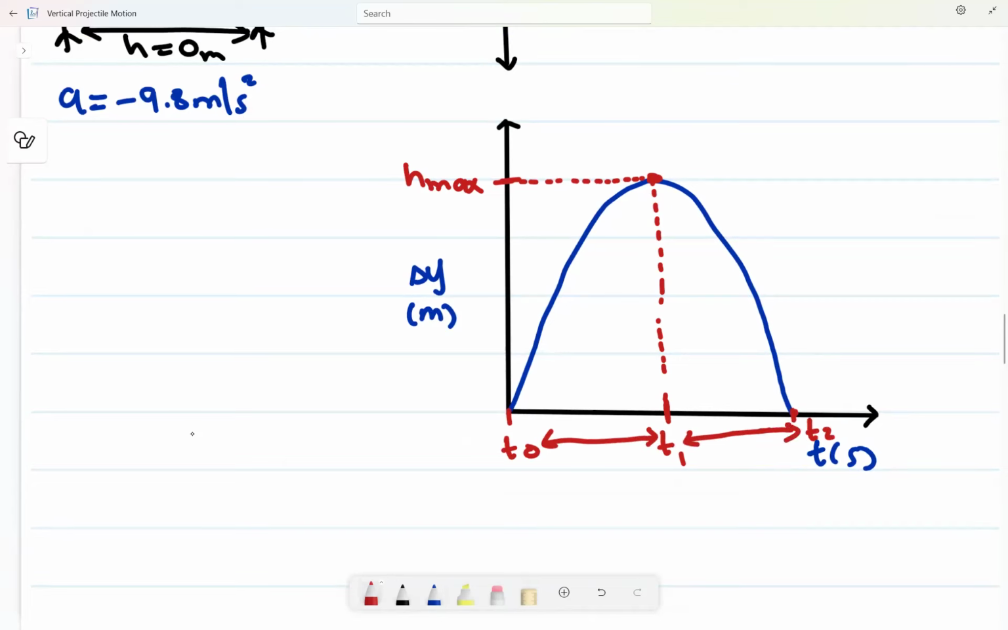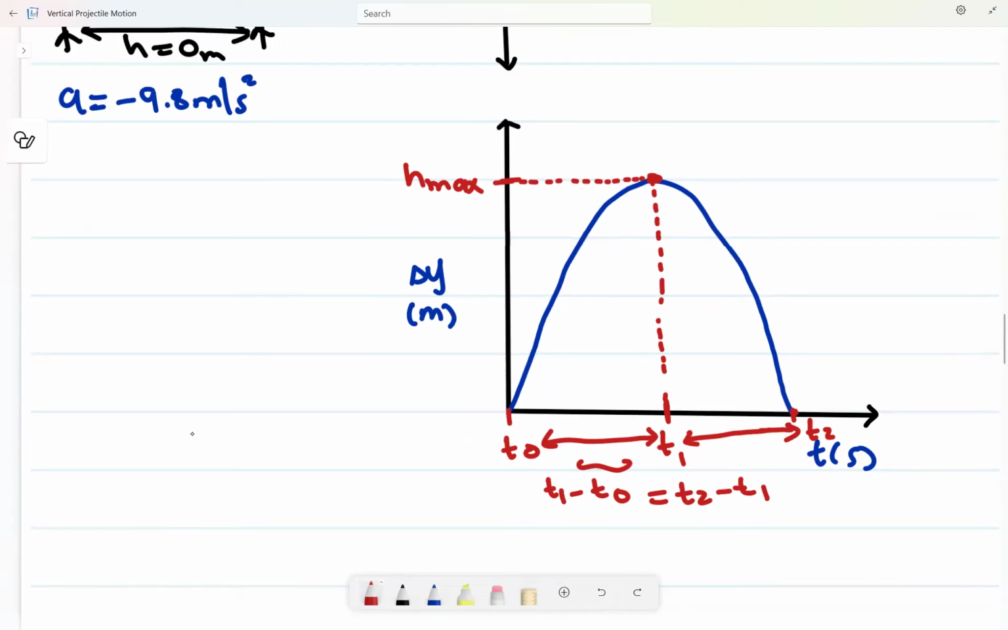Exactly equal in length, okay? Meaning T1 minus T0 is exactly equal to T2 minus T1. These time intervals here are equal. Even if I were to cut it like this, those times are equal, okay? What do I mean by that?